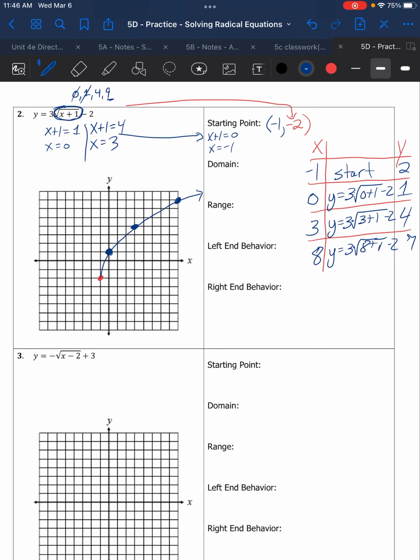And then here's our graph, what it looks like. You can always use Desmos to back up what the graph looks like, but I would still want to see some coordinates, some work.